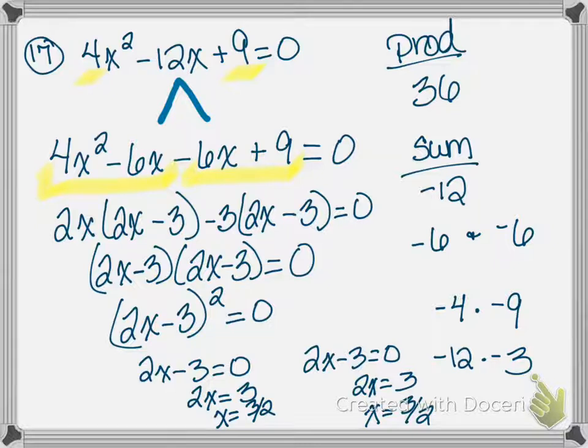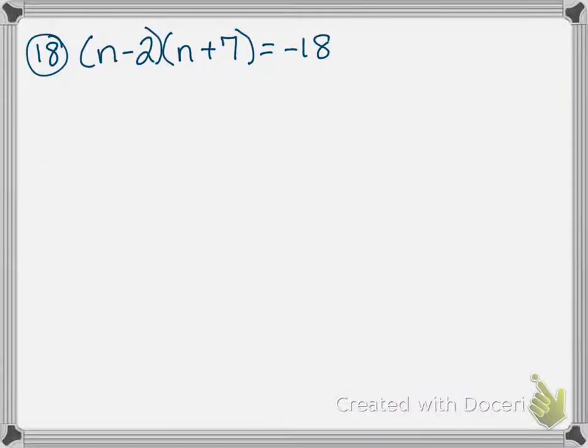Okay, so let's move on to number 18. Number 18 makes us want to just go ahead and solve this. But we can't. It is already factored, but it's not set equal to 0. It's set equal to negative 18. So we can't do anything with that yet until we go ahead and FOIL this n plus 7 times n minus 2.